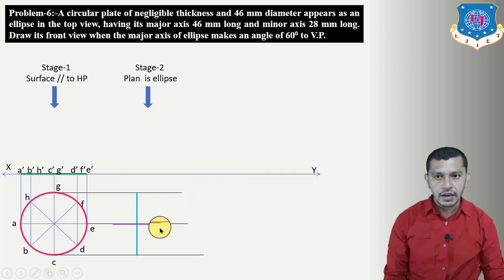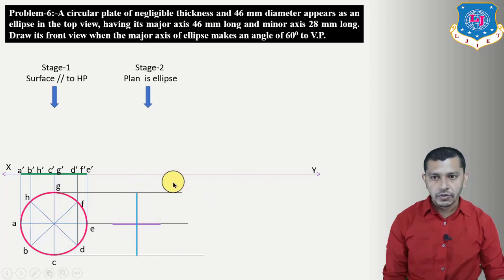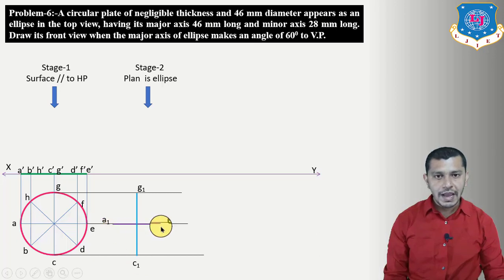So this is our minor axis having length equal to 28 mm, and make sure that the major axis and minor axis are perpendicular bisectors of each other. So this will be our A1 E1 and this is G1 C1. So G1 C1 will be our major axis of the ellipse and A1 E1 will be the minor axis of the ellipse. So the length of the major axis is equal to the diameter of the circle and the length of the minor axis will be equal to 28 mm. Now project these points upwards.